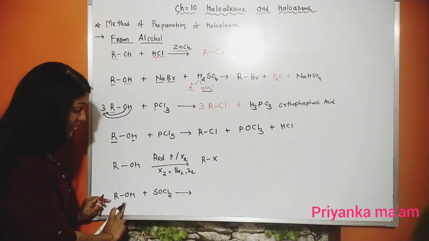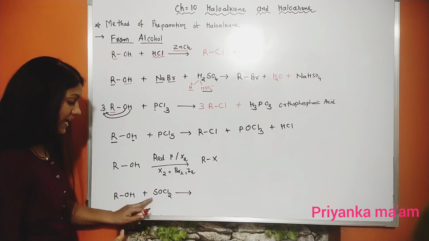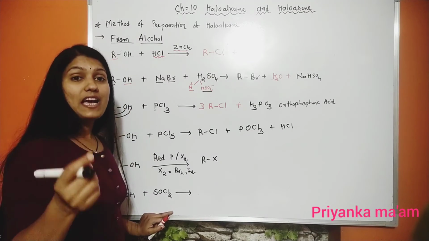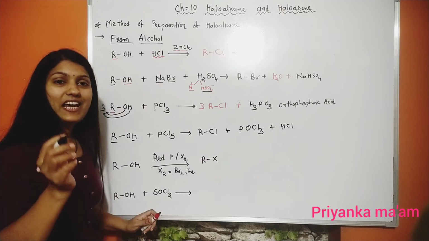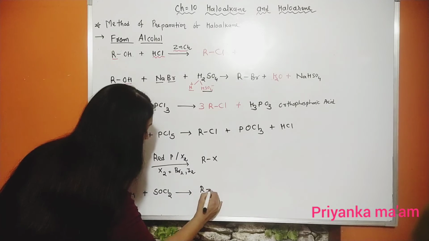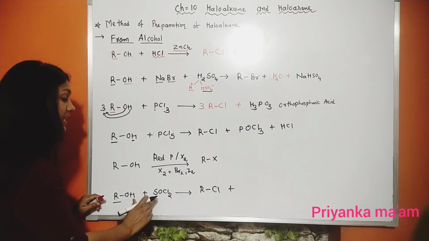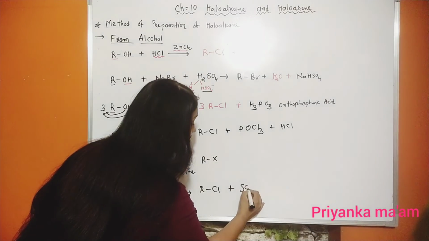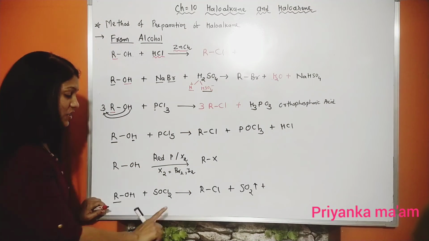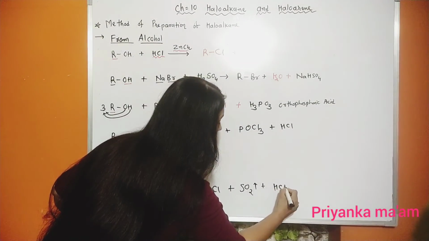Last reaction, alcohol with SOCl2. When alcohol reacts with SOCl2, you always have to remember that SO2 gas is released. And what is our aim? R is attached with halogen. So R, and what is the halogen? Here Cl is the halogen, so RCl. SO2 gas is released. But again, 1 Cl remains. This 1 Cl is attached with hydrogen, so it forms HCl. Okay.